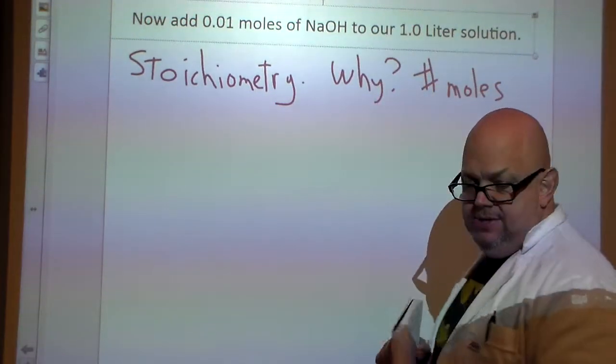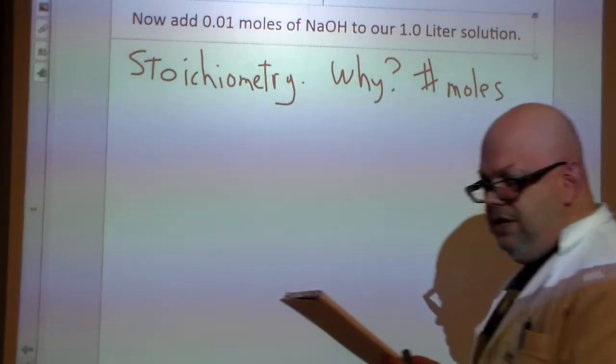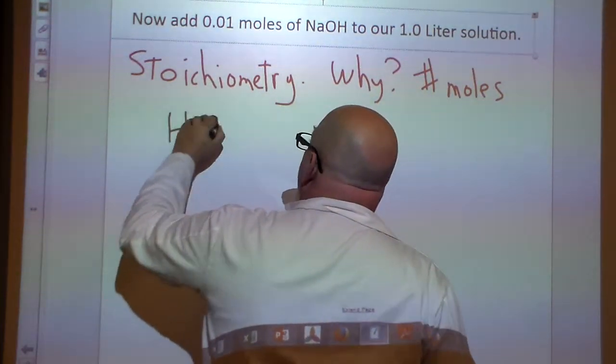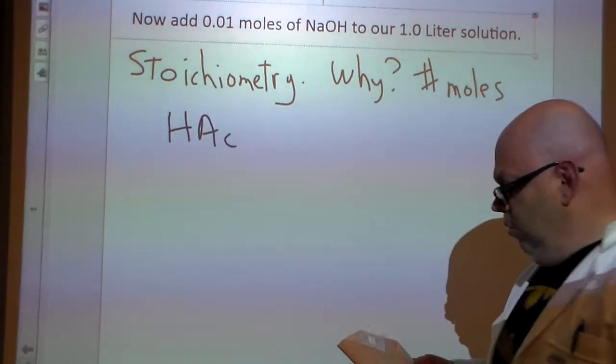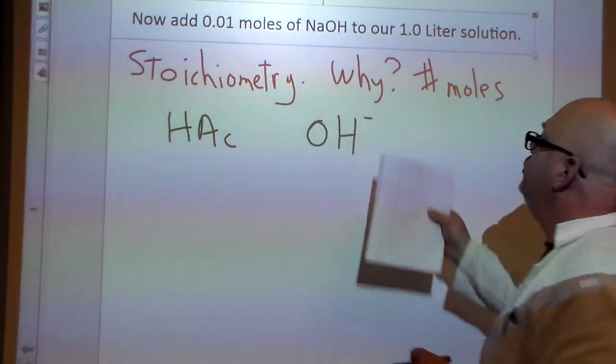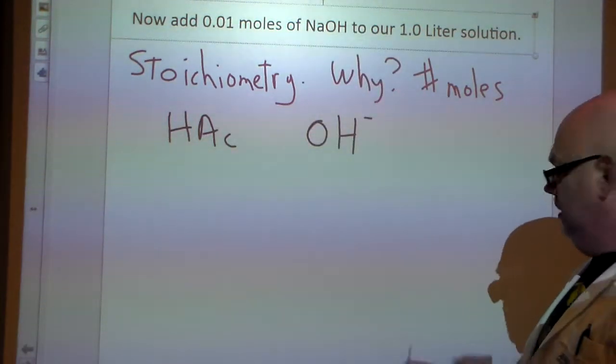Okay, so let's take a look at this. So here are some players that we need to look at now. We need to look at our acetic acid. We need to look at our OH minus. The OH minus comes from the NaOH. Remember, it totally dissociates.